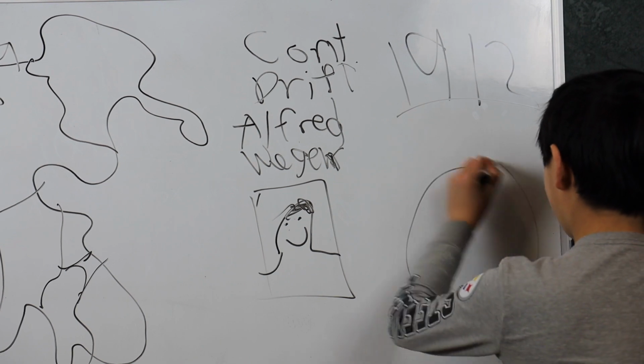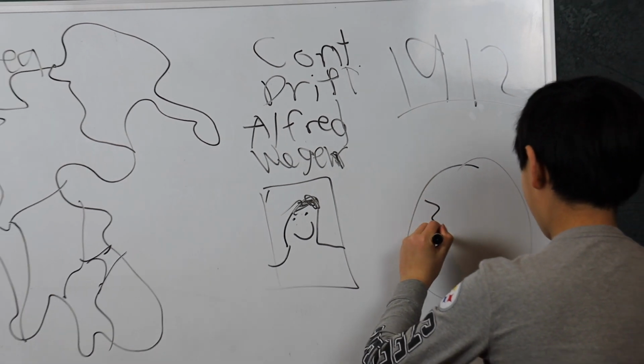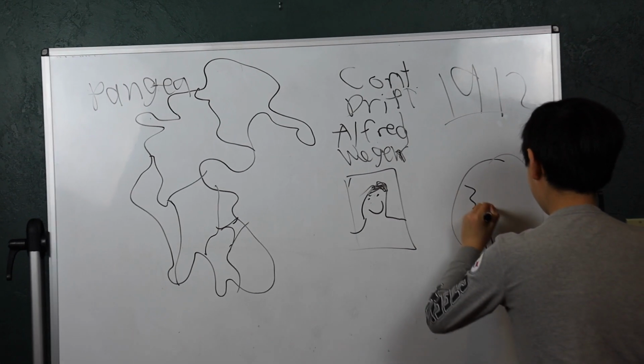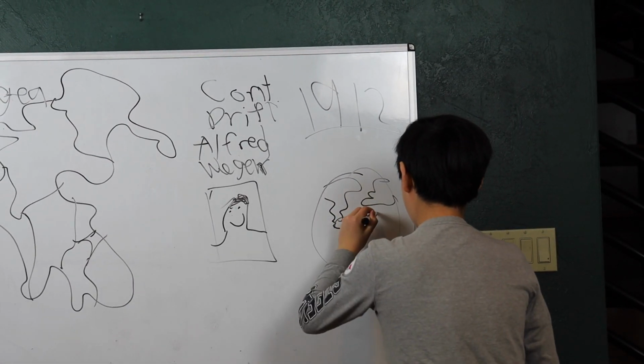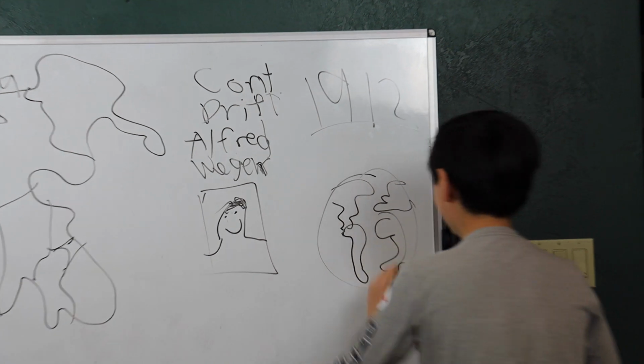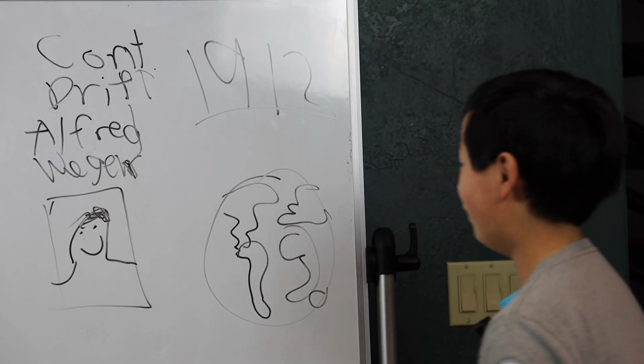So this is the Earth now, and then that's like North America and stuff, and that's like South America. I can't draw. Anyway, and that's like Asia and Europe and Africa, but they drifted into what it is now.